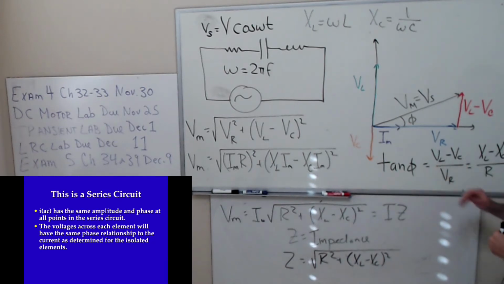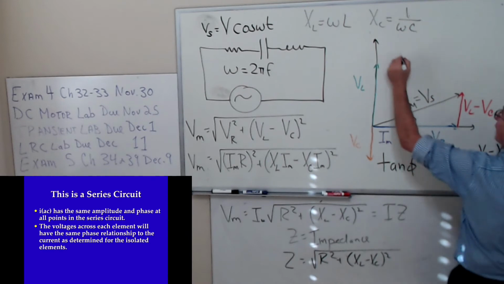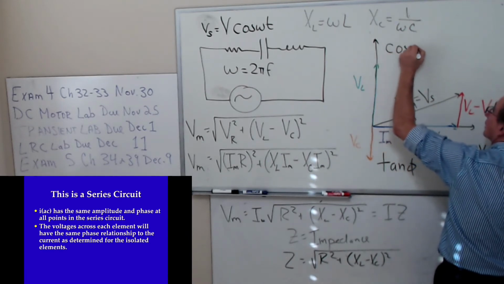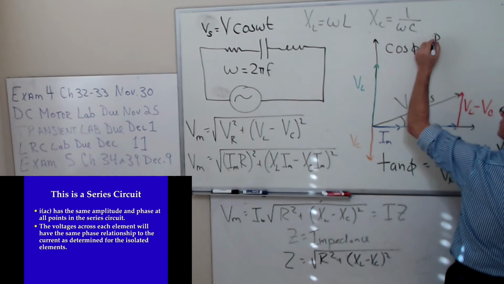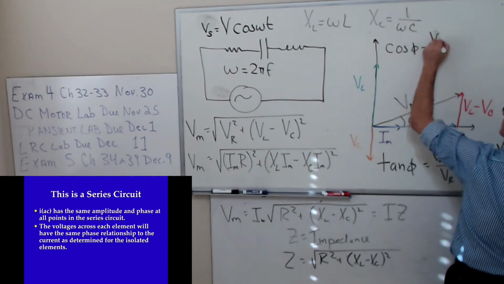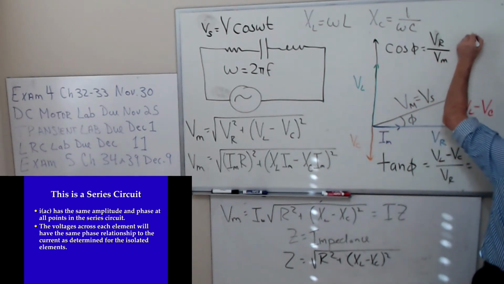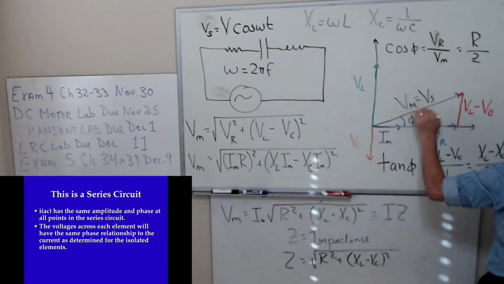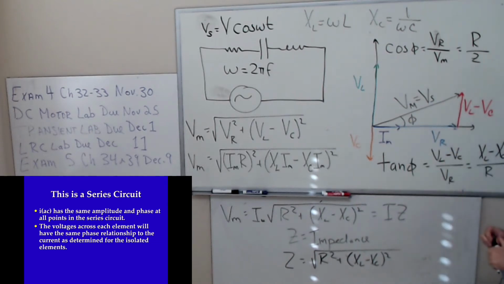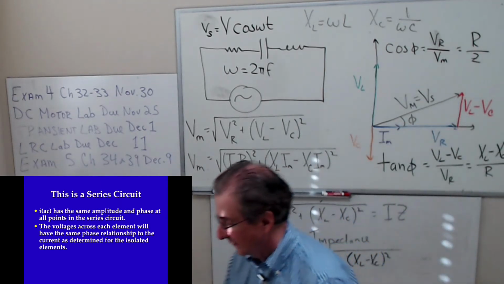So we have the expression for phi. I can write the expression for tangent of phi. I can write the expression for cosine of phi. All right, cosine of phi is, well, let's do it this way. V sub R over V sub M, which is basically R over Z. Remember, the I is in common with all of these. And I can write an expression for sine of phi.